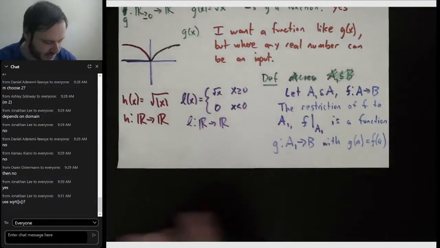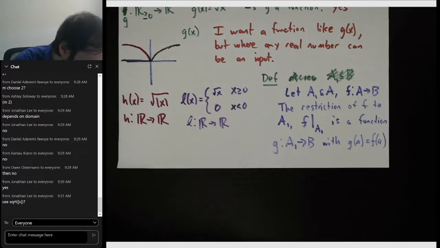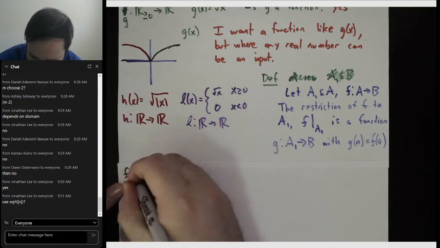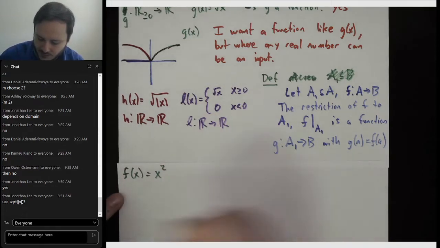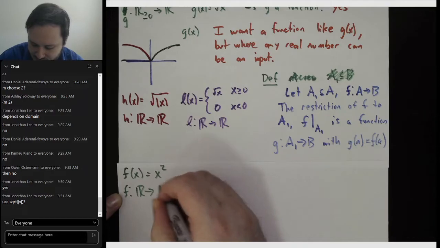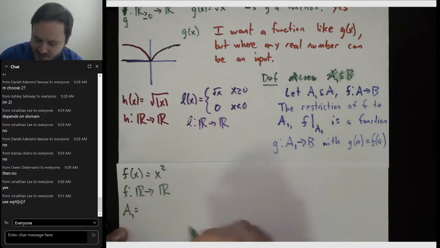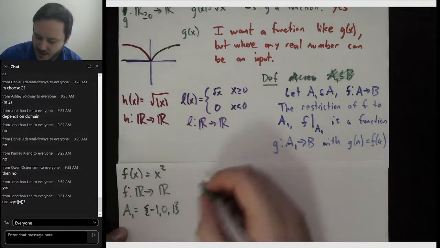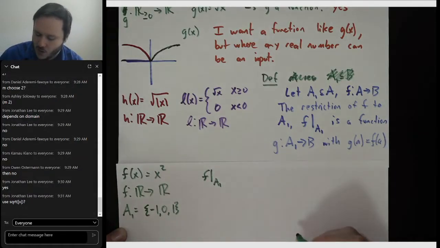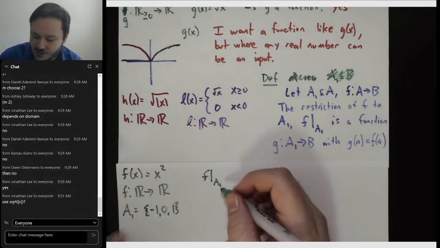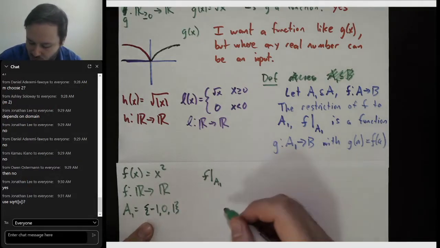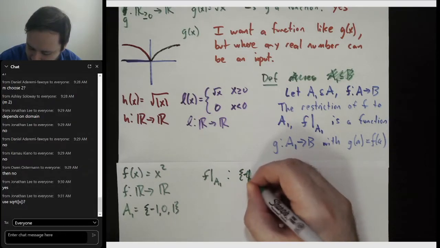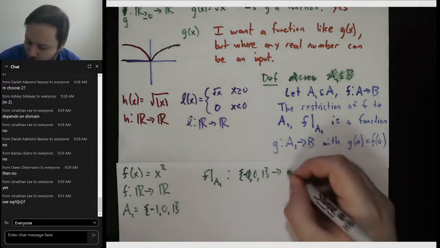So I can restrict something like, let's do f of x is x squared, and its domain is all reals to all reals. But A1 is the set -1, 0, and 1. Then f restricted to A1 is a function where the only inputs allowed are -1, 0, and 1. So this is a function that takes -1, 0, and 1 and spits out real numbers.